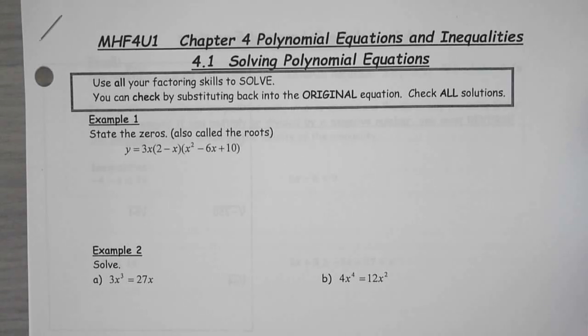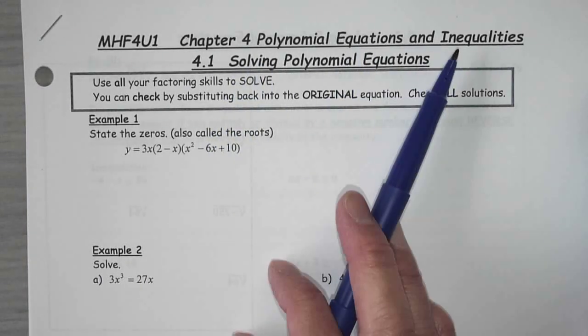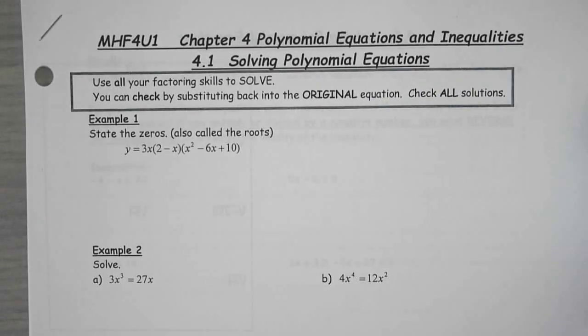Chapter 4 is polynomials. We're continuing with the polynomial theme. Chapter 4 is polynomial equations and inequalities, so we're going to add inequalities to it. We weren't doing equations before.